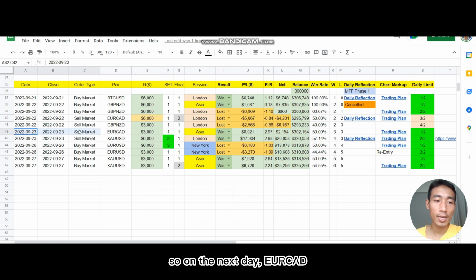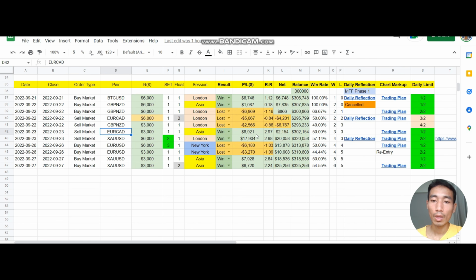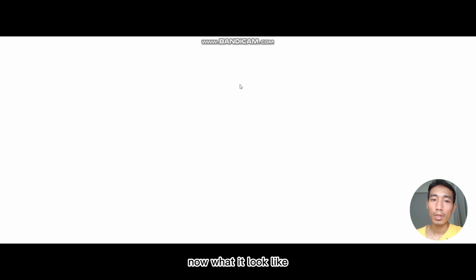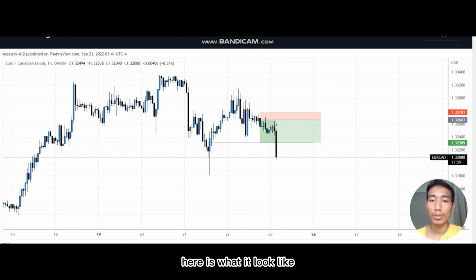So on the next day, euro against Canadian dollar, I got 3R, pretty good. I risked 3,000 and I got 9,000. Brought my account back to life. Now, what does it look like? Here is what it looks like.